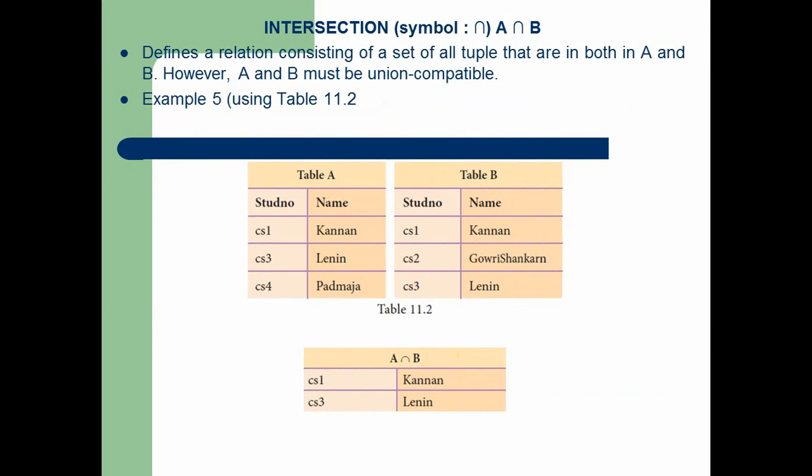The next one is the intersection. It defines a relation consisting of the set of all tuples that are in both A and B. However, A and B must be union compatible. Union compatible means it only shows the tuples which are available in table A as well as table B. Other tuples are eliminated. So here you can see the Kannan tuple is available in both tables, so it is displayed on the screen. Lenin is also available in both tables, so it is displayed. So we can apply this intersection in DBMS also.